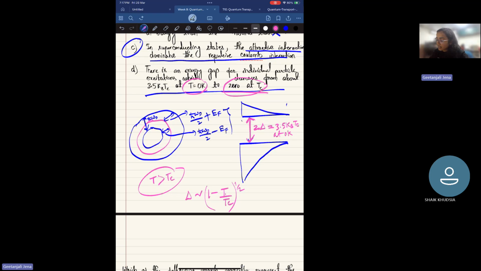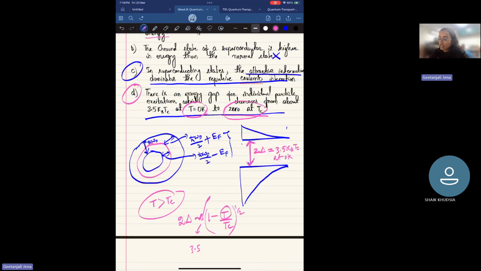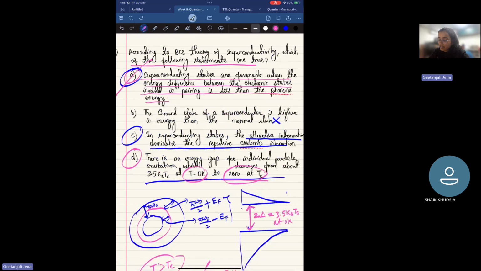You can see here delta would be roughly of this order. So there is a numerical value which is missing here, which if you multiply by 2 delta, then this will be 3.5 times. And if you put T equal to Tc, then delta is 0. So option D is also correct. That means A, C, D are all correct. Is it clear?